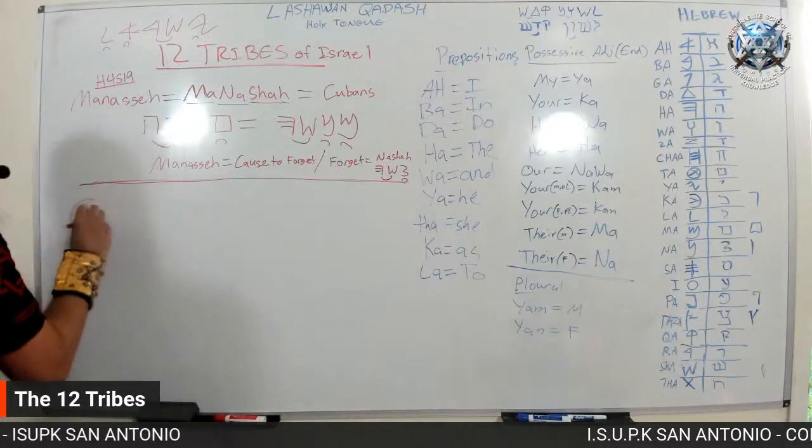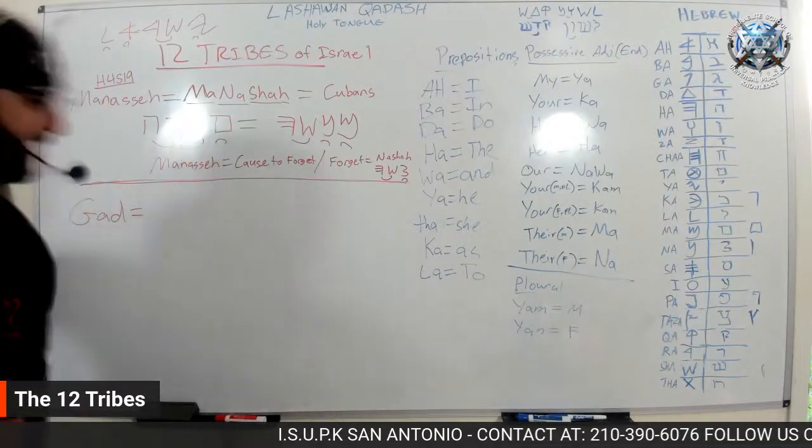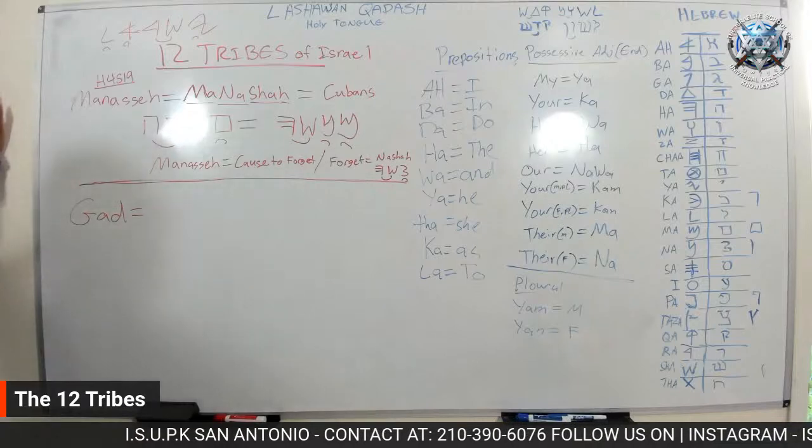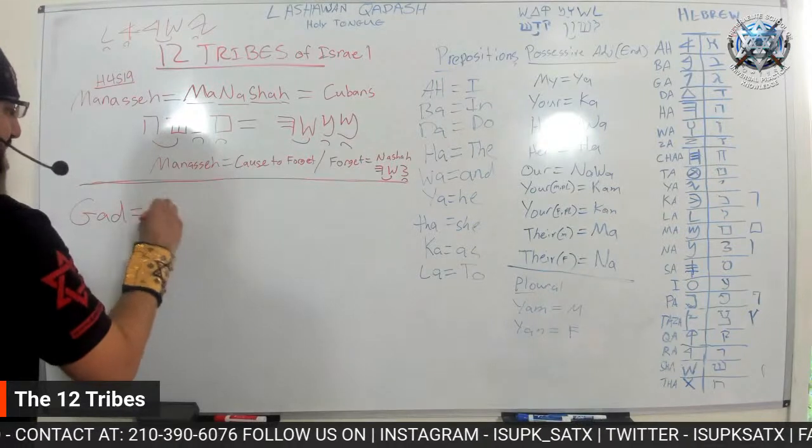Next that we have is Gad. Anybody know how to say that in Hebrew? Right. It's just Ga. It's actually how it looks.